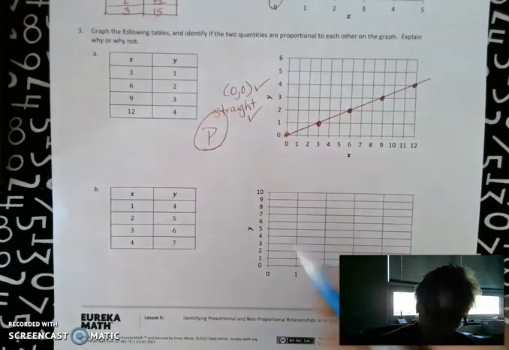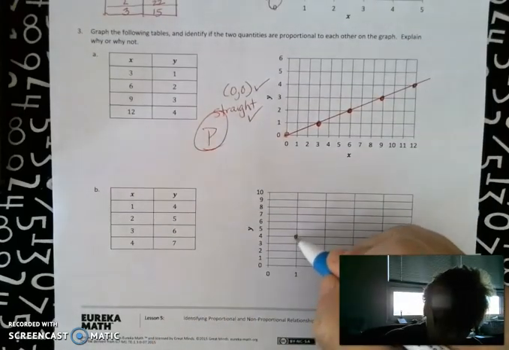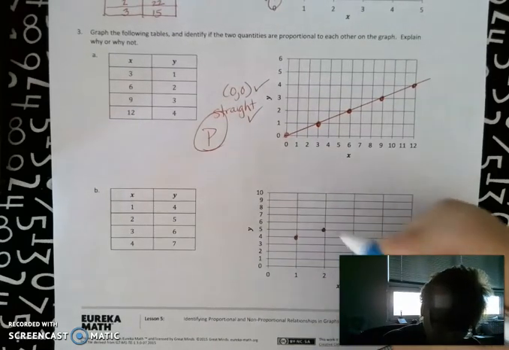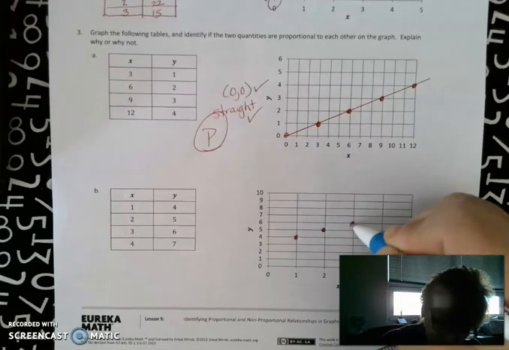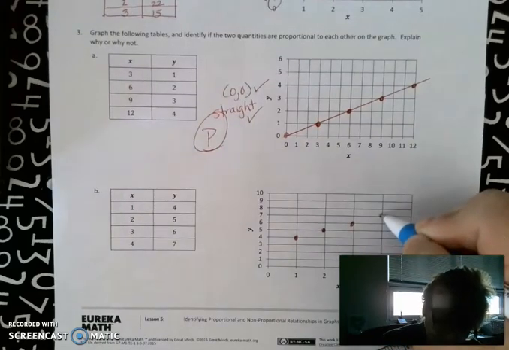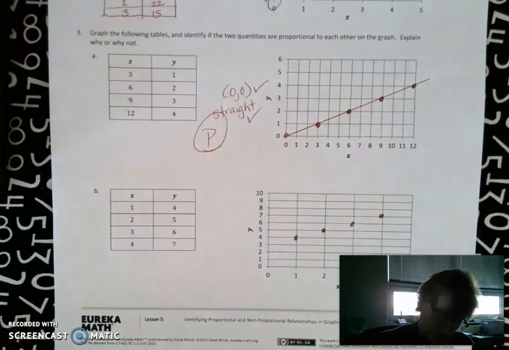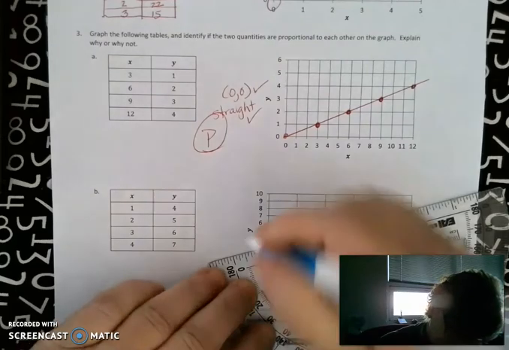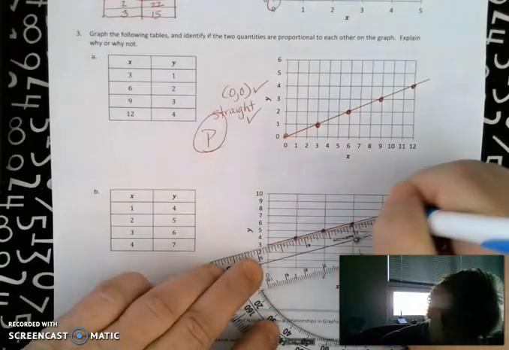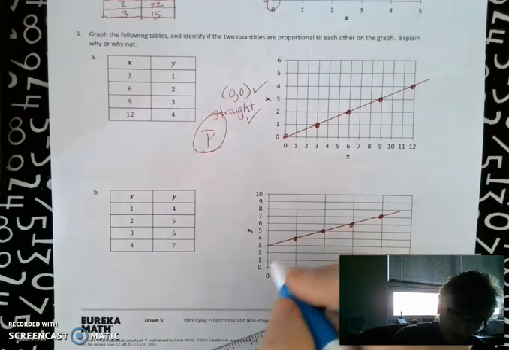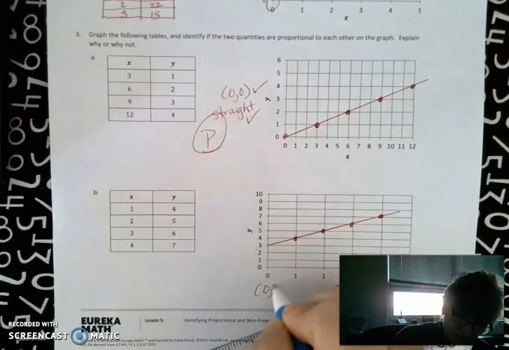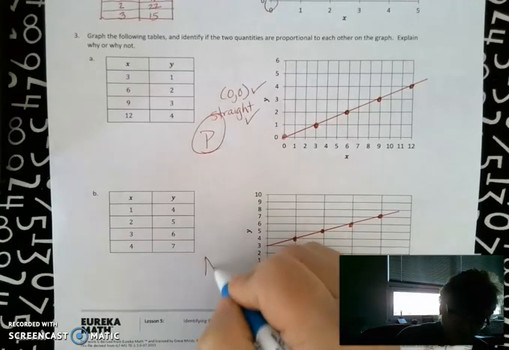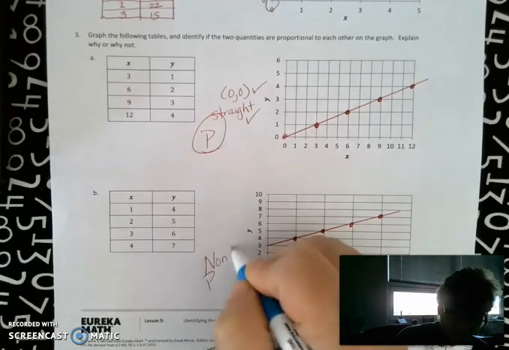And last one, 1 and 4, 2 and 5, 3 and 6, 4 and 7. Well, those make a straight line, that's for sure. But if I connect my points, I intersect at 0, 3. So it's 0, 3 instead of 0, 0. So it is non-proportional.